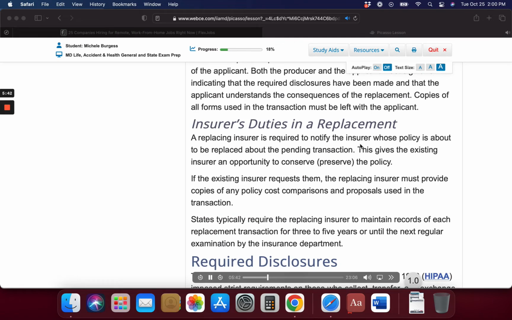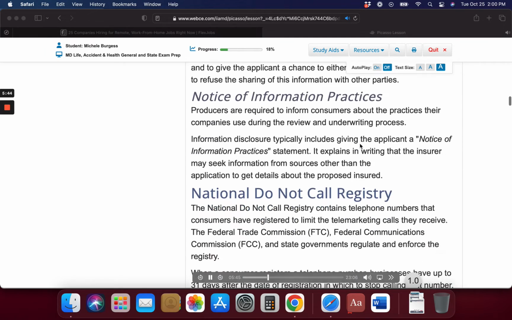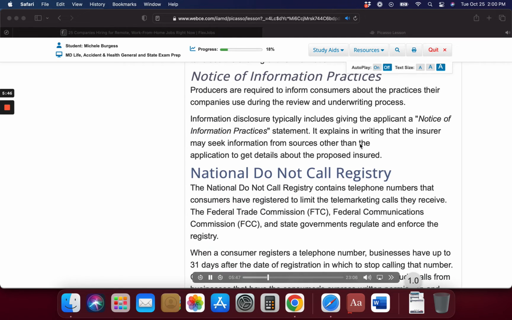Notice of information practices. Producers are required to inform consumers about the practices their companies use during the review and underwriting process.